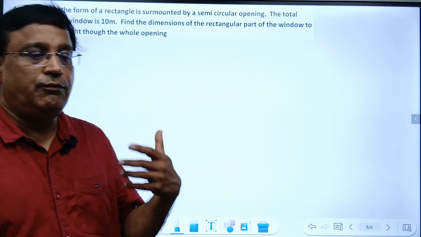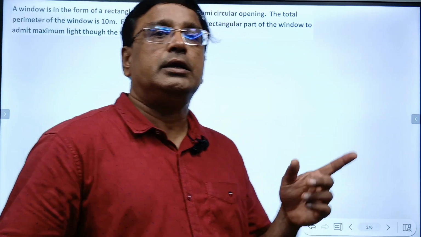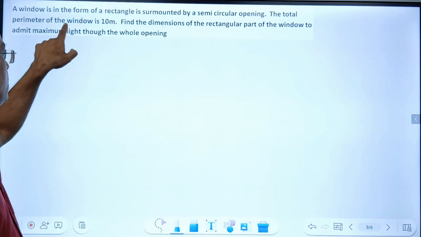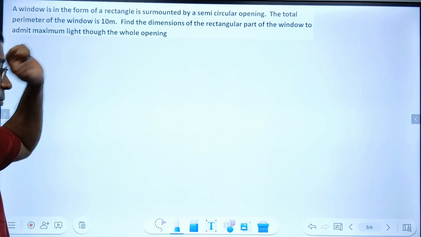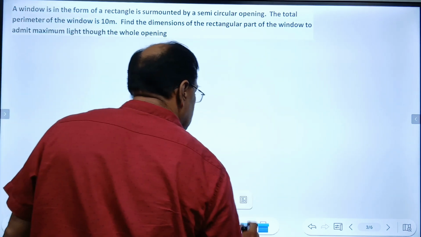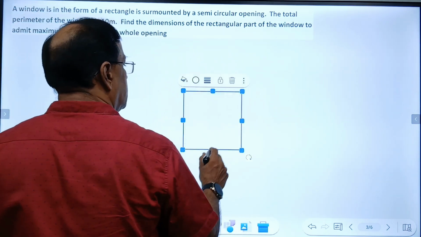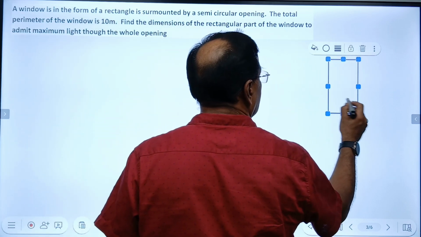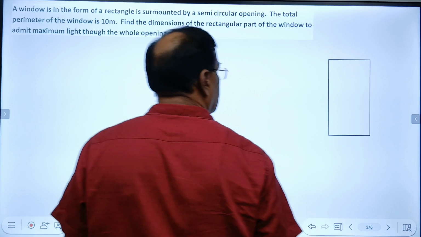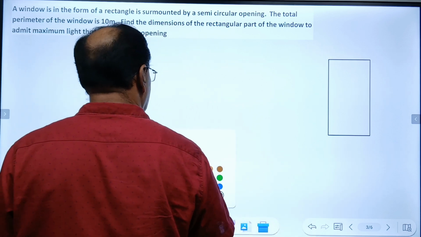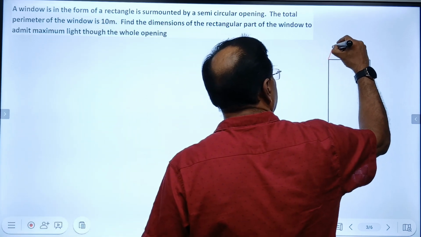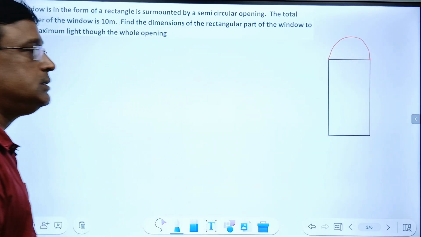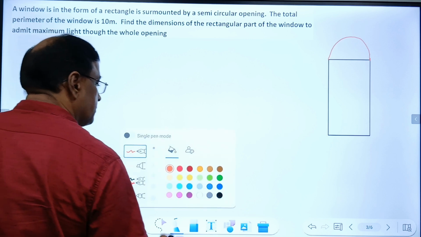So here a window is in the form of a rectangle and it is surmounted by a semicircular opening. The total perimeter of the window is given to you. So here the given quantity is the perimeter. Let's see how to go about it. Let's take a rectangle, surmounted by a semicircular opening. So let us say this is a semicircular opening.